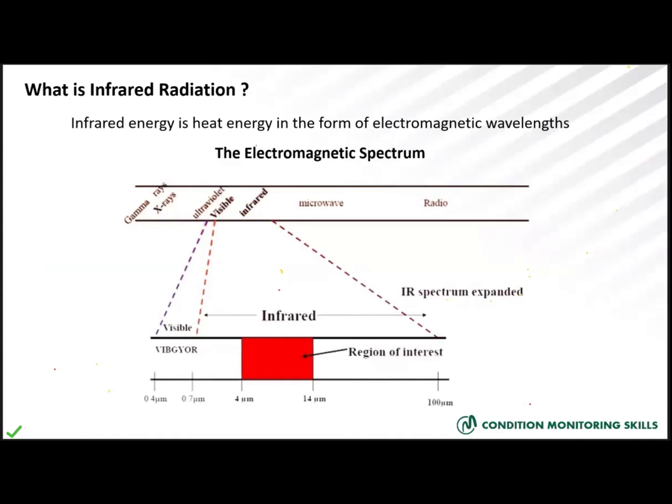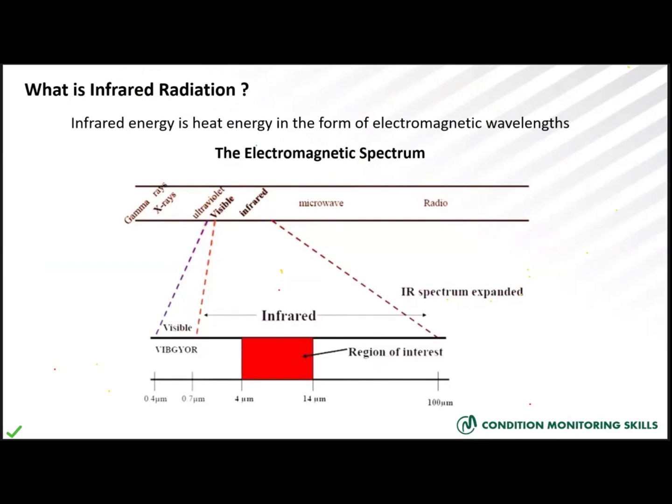Okay, so very simply, what is infrared radiation? This very basic question has a simple answer. Infrared energy is heat energy in the form of electromagnetic waves. This is the infrared energy, or the infrared radiation. Infrared energy moves at the speed of light and can pass through the atmosphere or vacuum. With infrared radiation, heat can transfer without any contact.